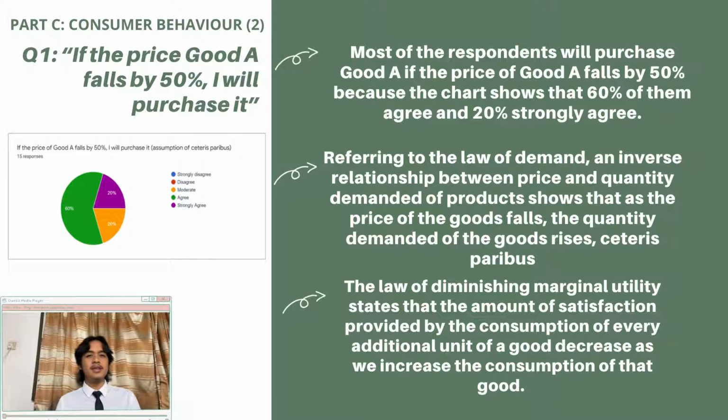Referring to the law of demand, the inverse relationship between price and quantity demanded of a product shows that as the price of the good falls, the quantity demanded of the good rises. The law of diminishing marginal utility states that the amount of satisfaction provided by the consumption of every additional unit of a good decreases as we increase the consumption of that good.